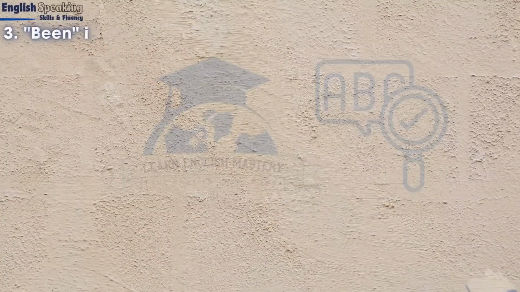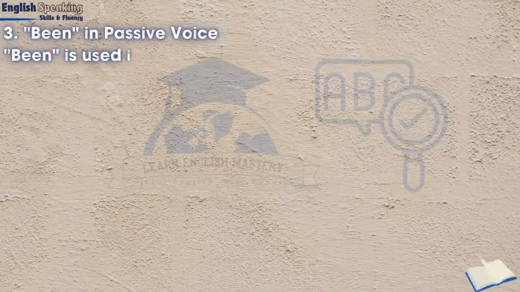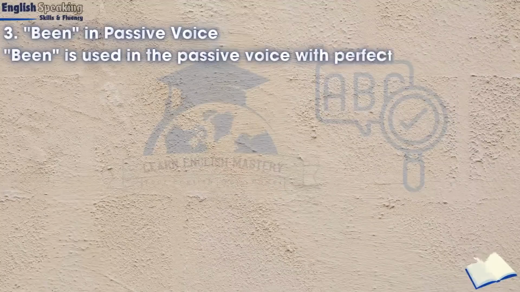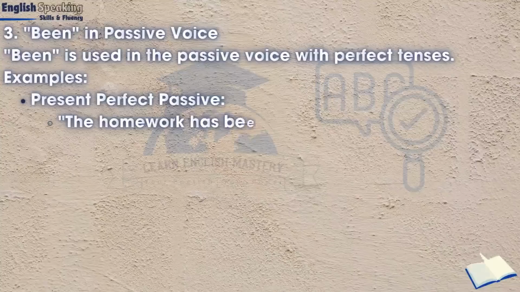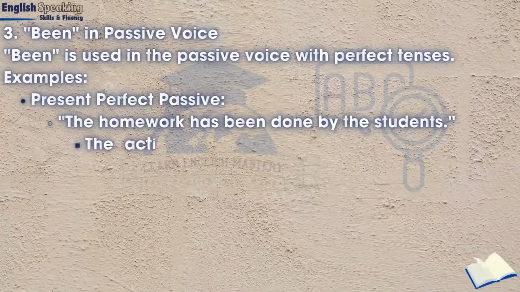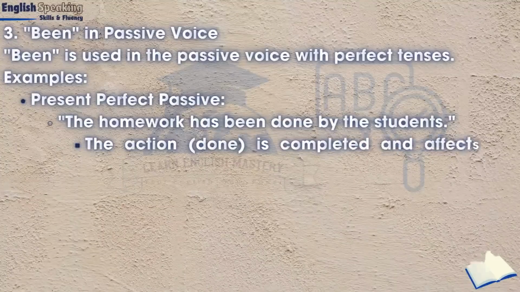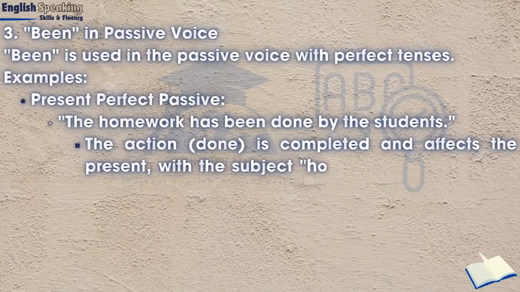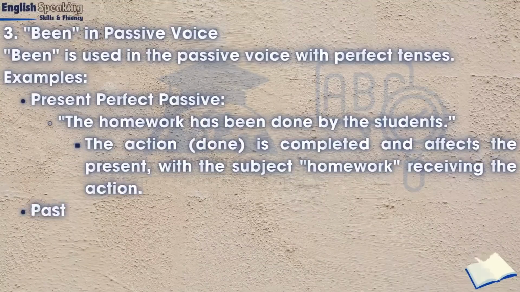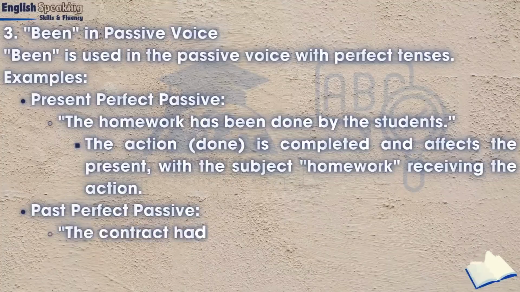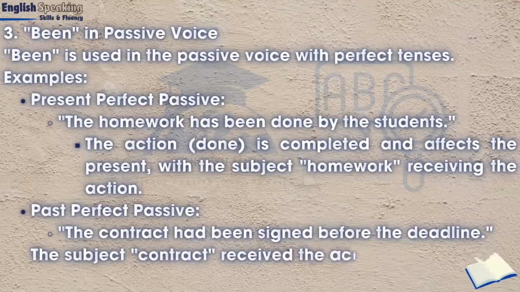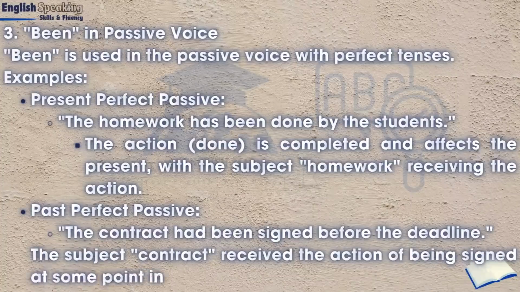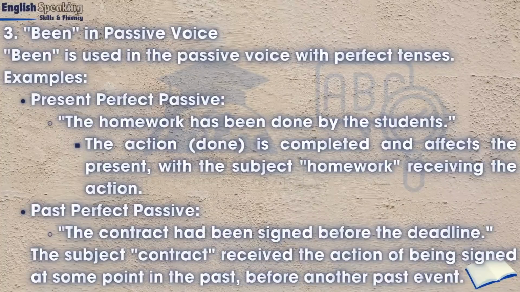3. Been. In passive voice, been is used in the passive voice with perfect tenses. Examples: present perfect passive, the homework has been done by the students. The action, done, is completed and affects the present, with the subject, homework, receiving the action. Past perfect passive, the contract had been signed before the deadline. The subject, contract, received the action of being signed at some point in the past, before another past event.